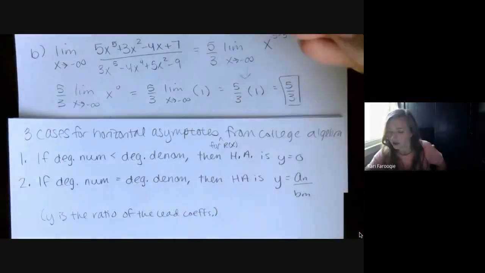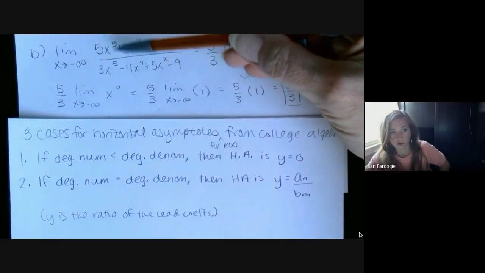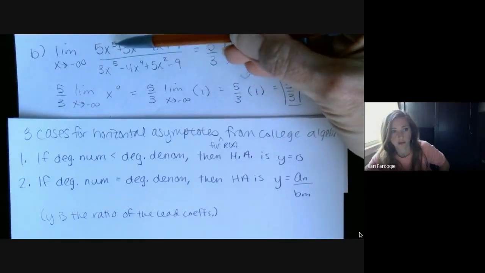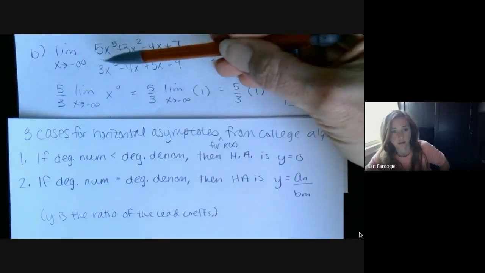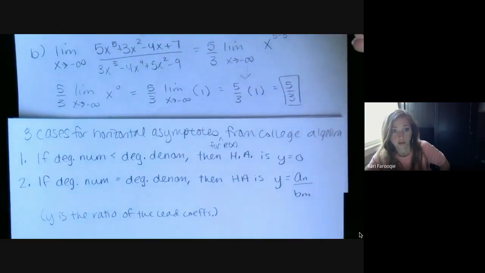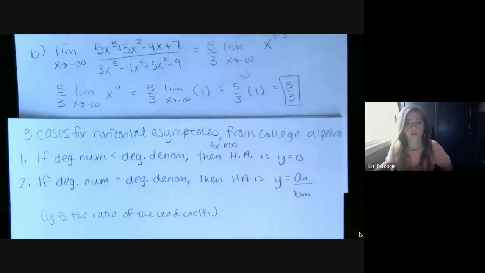So for B, we had a situation where the degrees were the same in the numerator and denominator. In both cases, the degree was 5. So the limit, or the horizontal asymptote, both of those in that case, would be the ratio of the lead coefficients, which is 5/3.